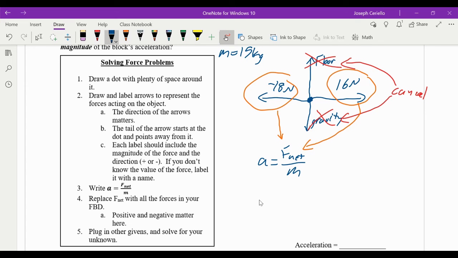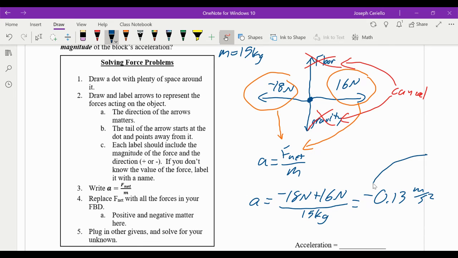So a is our unknown. F net is negative 18 plus 16. Now you could just skip a step and say negative 2, but get in this habit for now. Divided by, we already know the mass is 15 kilograms. And we get negative 0.13 repeating meters per second squared. That negative means left.